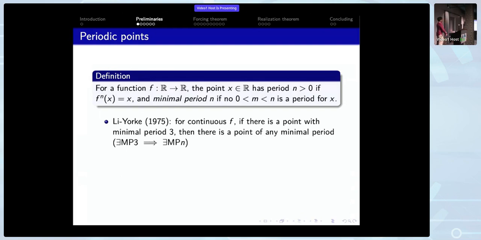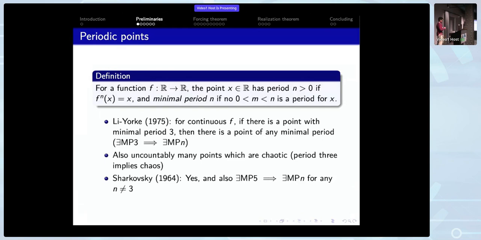Now, Li and Yorke in 1975 proved that if you have a continuous function and a point which has minimal period 3, then there's a point of any minimal period. So if I have a point with minimal period 3, then there's a point with minimal period 5, minimal period 10, minimal period 1, in particular a fixed point. They also showed that there are uncountably many points which are chaotic. And this inspired the title of the paper, which was Period 3 Implies Chaos.